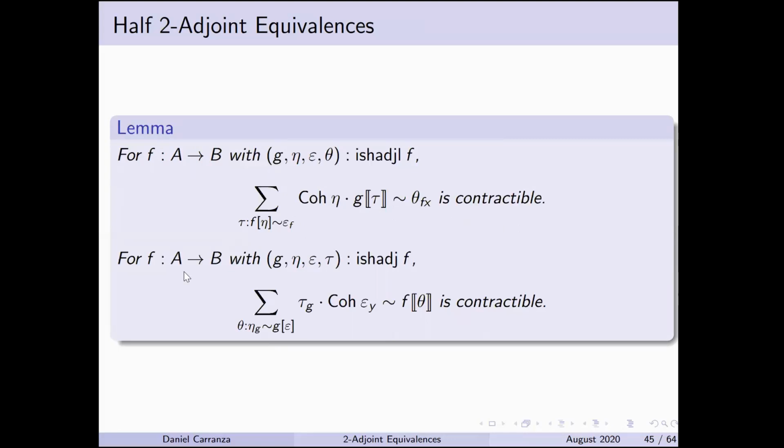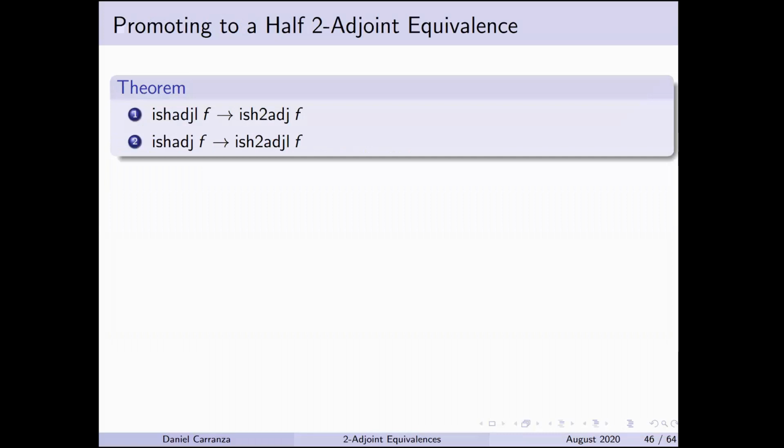And the same thing goes in the other direction. If you fix f along with the data of a half adjoint equivalence, which is g, eta, epsilon, and tau, our right triangle, then the sigma pair of our left triangle with our left swallowtail is going to be contractible. I'm not going to go over these proofs at the moment since it's not really what I want to focus on. But these proofs are interesting. If you want to ask me about them later, go for it.